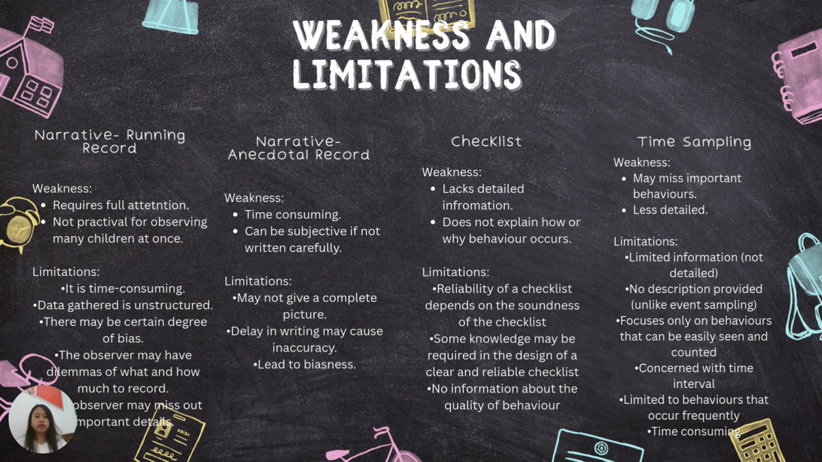For the checklist, the weakness is a lack of detailed information; it does not explain how or why the behavior occurred. The limitations are that the reliability of a checklist depends on the soundness of the checklist, some knowledge may be required in the design of a clear and reliable checklist, and lastly, there is no information about the quality of behavior. And lastly, time sampling.